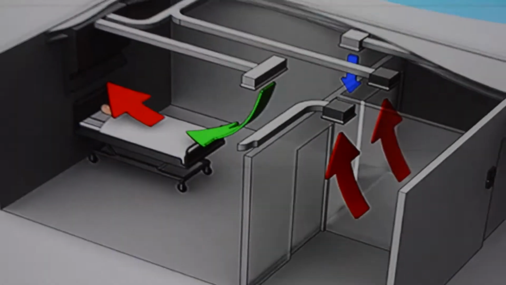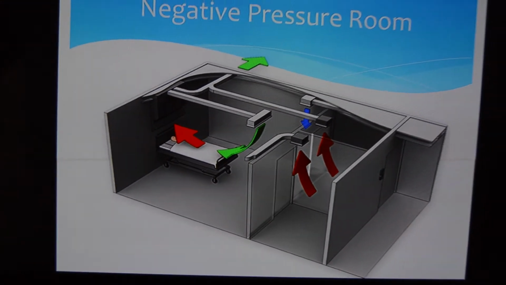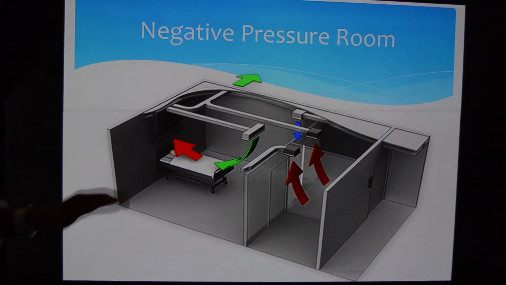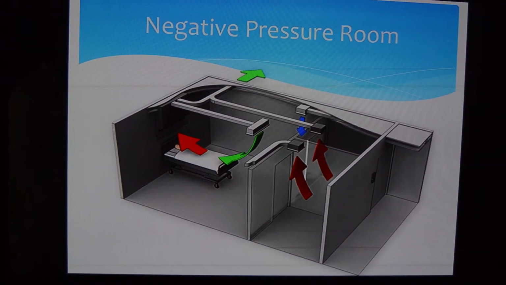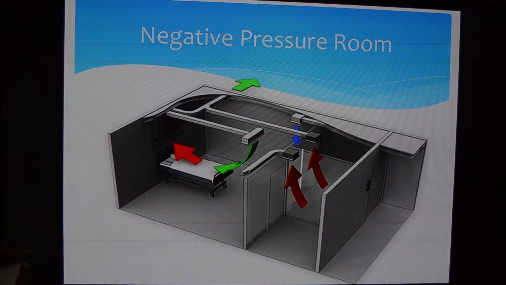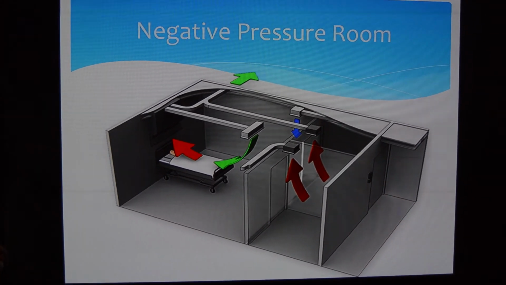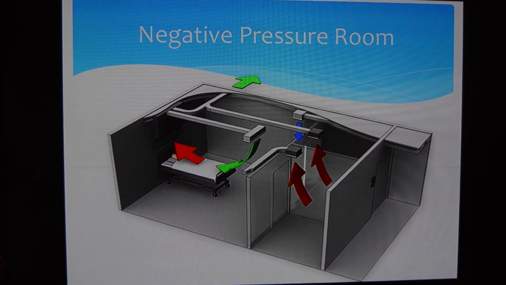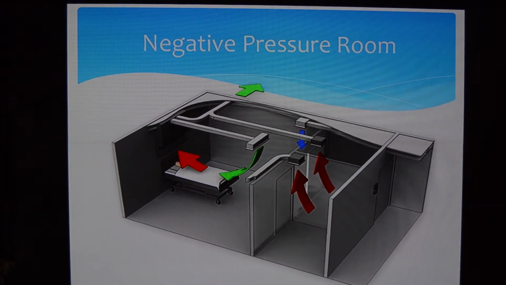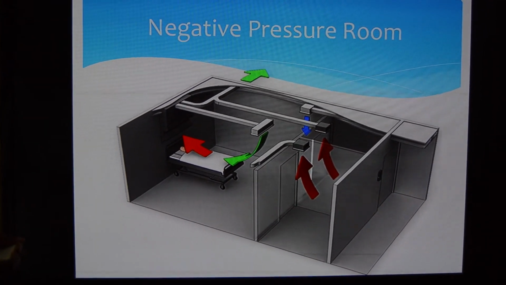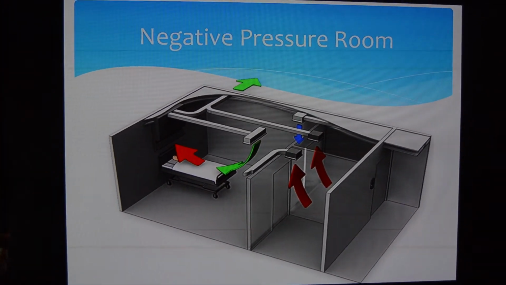Now we will discuss the negative pressure room. Here's a photo demonstrating how the negative pressure room works. The negative pressure room is an isolation technique and a reliable way to fight airborne epidemics. These epidemics include TB, also known as tuberculosis, SARS, and influenza.